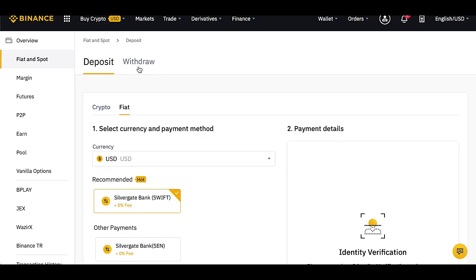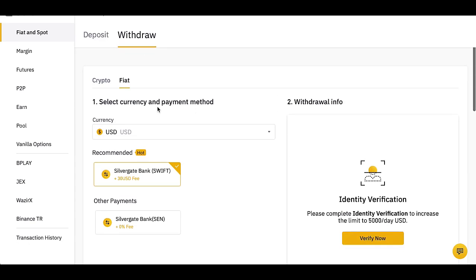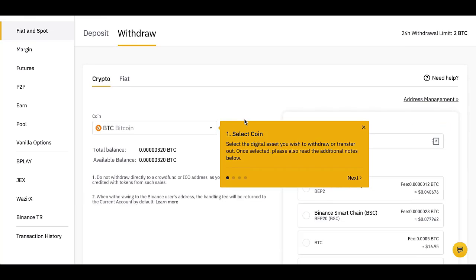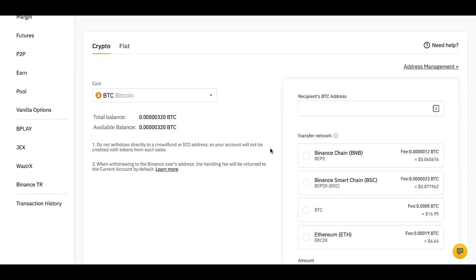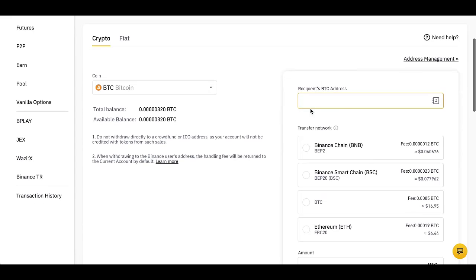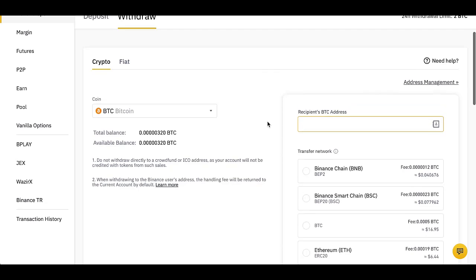Withdrawing is a very similar thing. So if I just click on withdraw, you can see what do you want to withdraw? Do you want to withdraw a crypto? That will obviously go to a different type of cryptocurrency wallet. And again, you just have to make sure that all of the addresses are in there, the recipient's Bitcoin address, and make sure that for the other platform that you're using, you know that information.